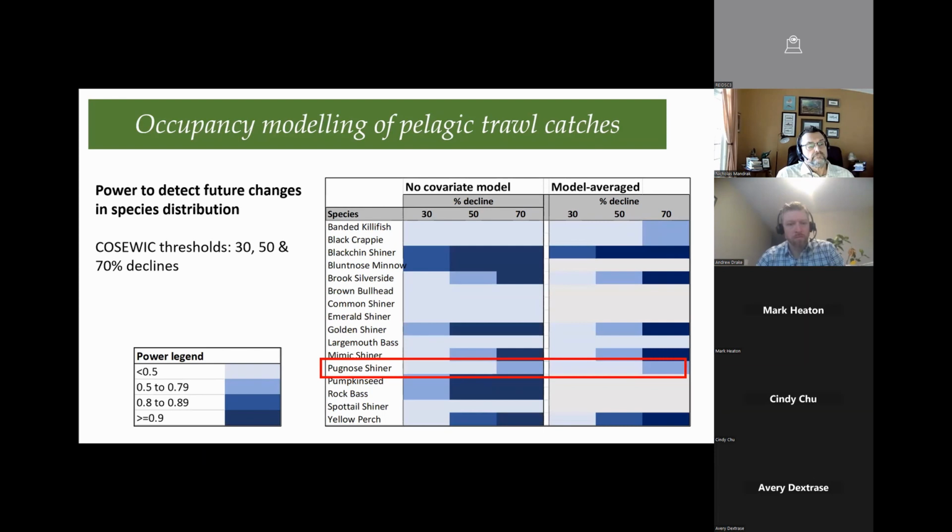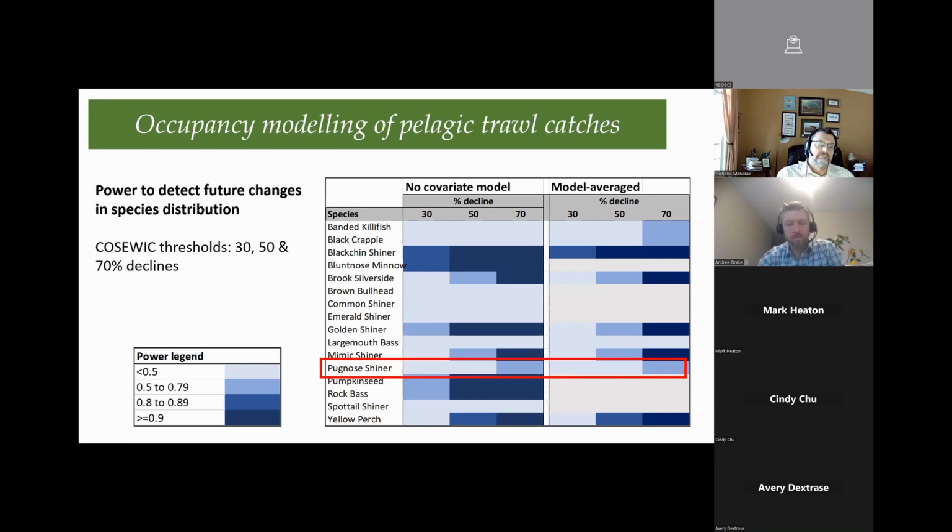And then we use this data to explore and address the question of, if we use this gear and we use this sampling strategy, what is the power that we're going to be able to detect changes in abundance over time? So we took those parameter estimates of occupancy and detection probability for the different species that we modeled, and we used a power analysis to see what was the likelihood that we're going to detect changes of 30%, 50%, or 70% in the distribution of these species between two sampling periods. And my little heat map table on the right just gives you an overview of those estimates.